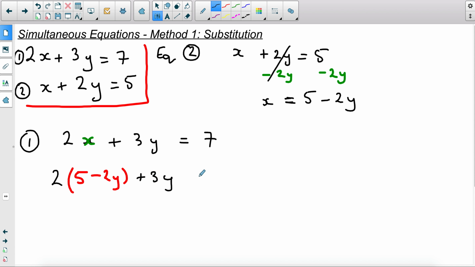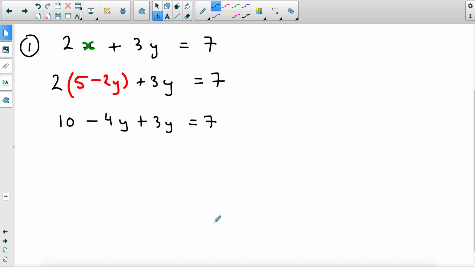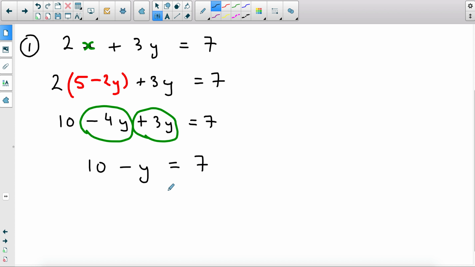hence the name of the method. And then I'm going to continue similarly. Then I'm going to expand and simplify. So 2 times 5, that's 10. 2 times negative 2y, that's negative 4y, plus 3y equals 7. And then I'm going to simplify, so remember to take the sign in front of your term. So I have a negative 4y plus 3y. I'm left with 10 minus y equals 7.